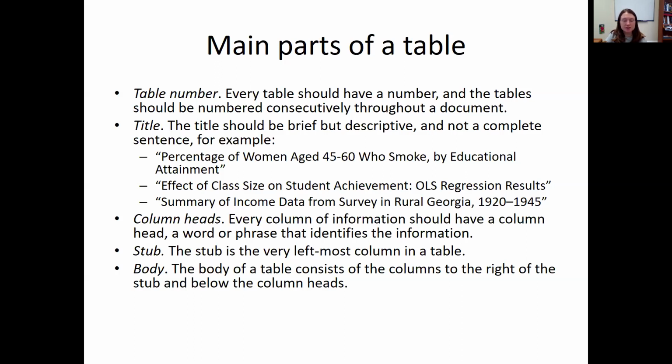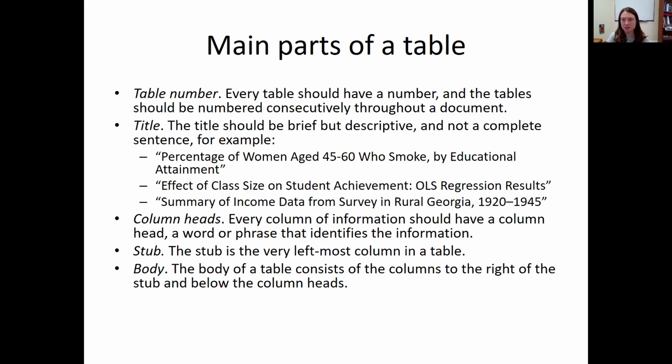Next is a title. So you might have something that says table 1 and then the title of the table. The title should be brief but descriptive and not a complete sentence. So for example, it might say, percentage of women aged 45 to 60 who smoke by educational attainment, or effect of class size on student achievement, OLS regression results, or summary of income data from survey in rural Georgia, 1920 to 1945. Those are some examples of titles.